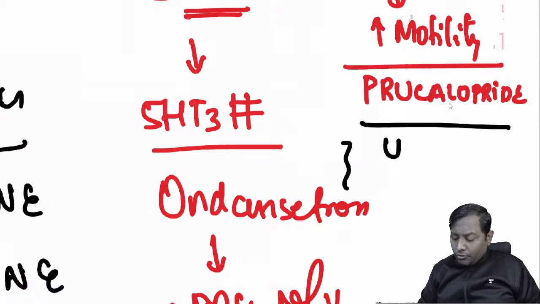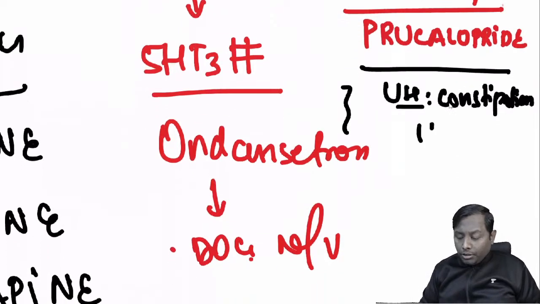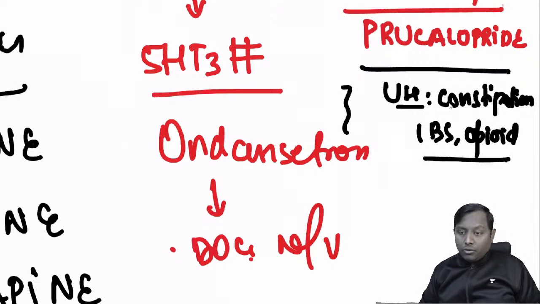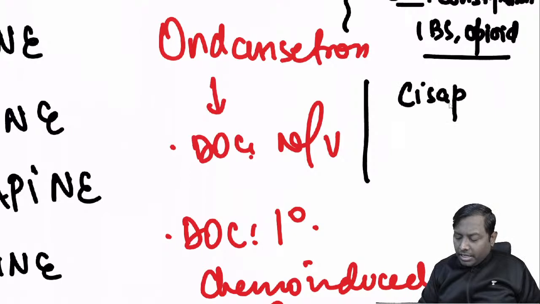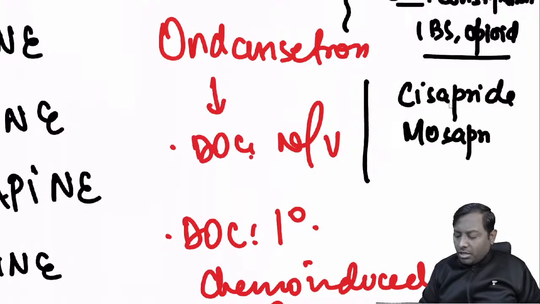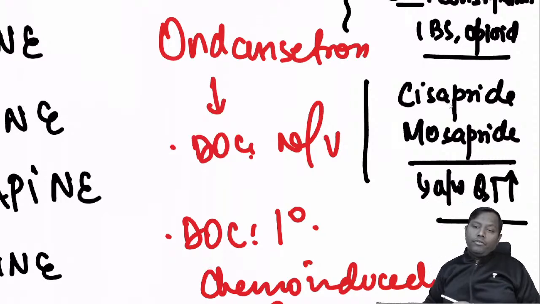So in which scenario can you use prucalopride? Any condition that is associated with constipation, like irritable bowel syndrome with constipation, opioid-induced constipation, any patient of constipation we can use. Other drugs that we had here are cisapride, mosapride, tegaserod. We are not using them. Again, they were associated with QT prolongation as a side effect. We are not using them.